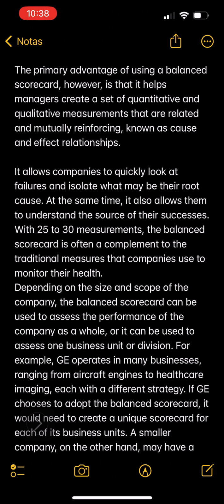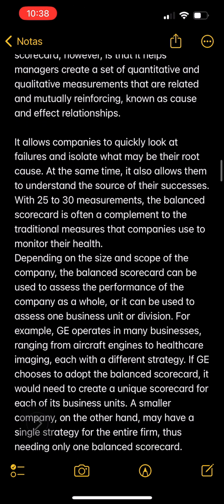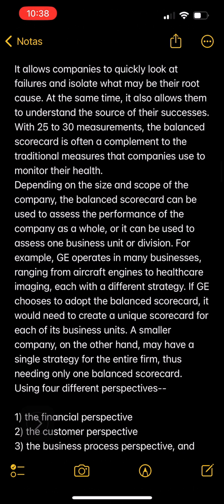It allows companies to quickly look at failures and isolate what may be their root cause. At the same time, it also allows them to understand the source of their successes. With 25 to 30 measurements, the balanced scorecard is often a complement to the traditional measures that companies use to monitor their health. Depending on the size and scope of the company, the balanced scorecard can be used to assess the performance of the company as a whole, or it can be used to assess one business unit or division.